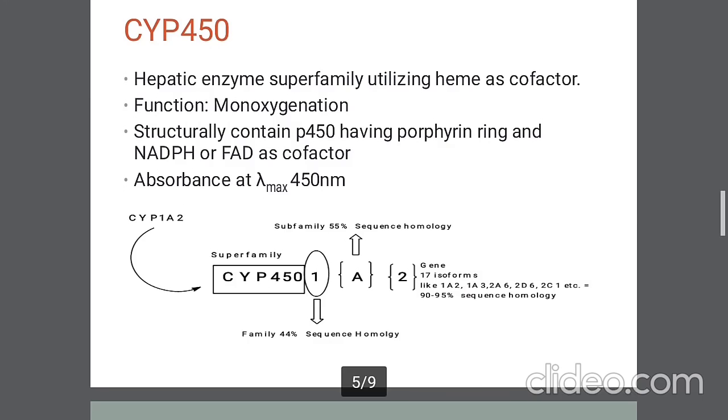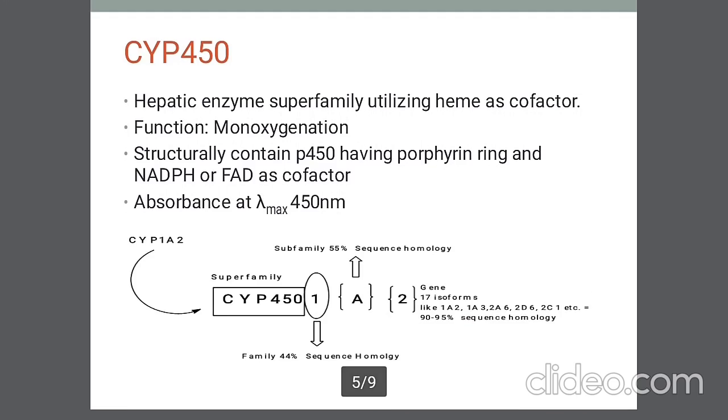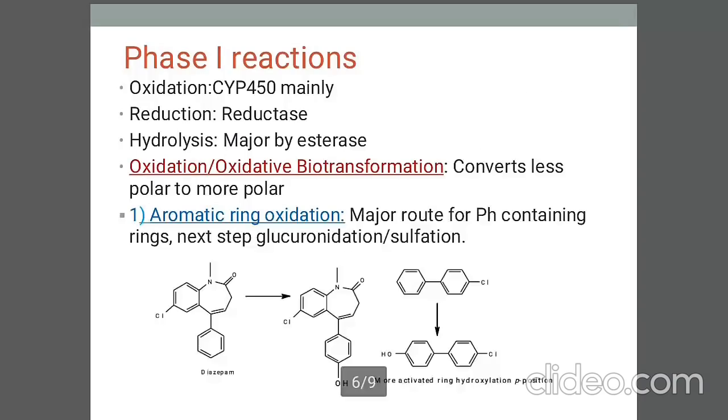In general, 17 isoforms of the CYP gene have been observed in human beings, like 1A2, 1A3, 2A6, 2D6, 2C1 etc. They become a member of 1A2, 1A3, 2A6 and 2D6 depending upon 90 to 95% sequence homology. Again, what do you mean by this? Those having 90 to 95% sequence homology with CYP1A2 will go to CYP1A2, but those that are different will go to CYP1A3. So likewise, we can say the cytochrome P450 family has been named into CYP1A2, CYP2D6, CYP3A1 and CYP3A2.